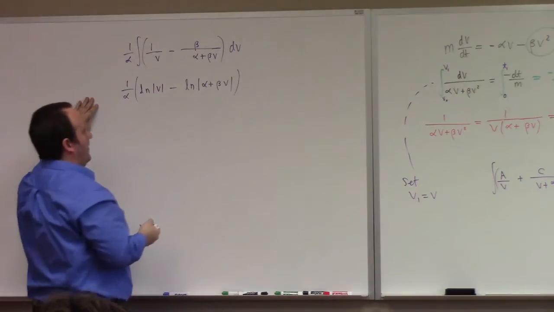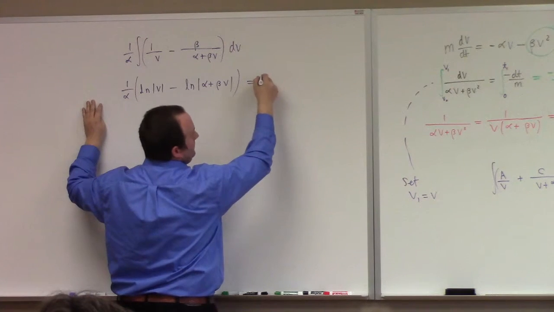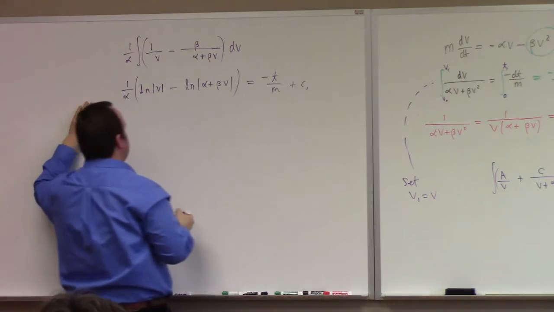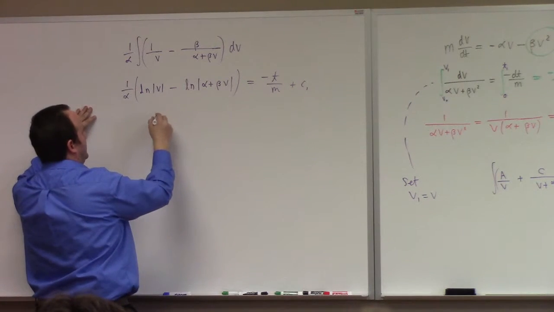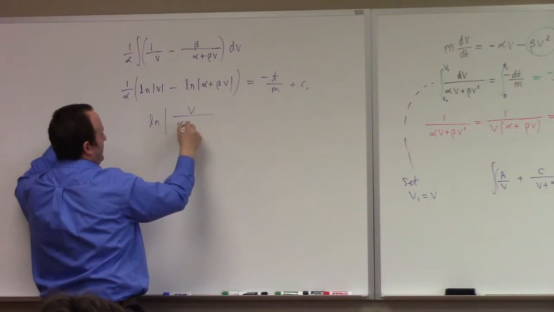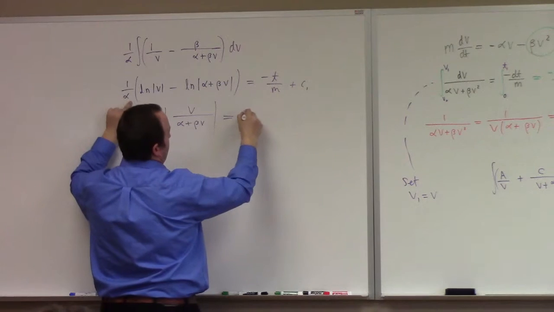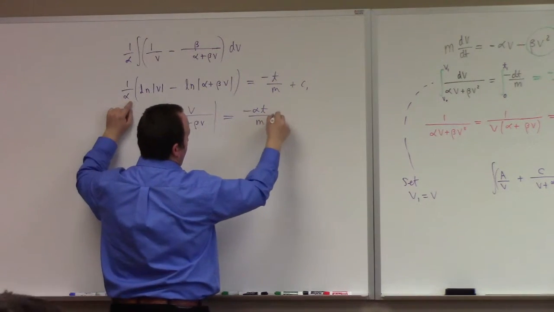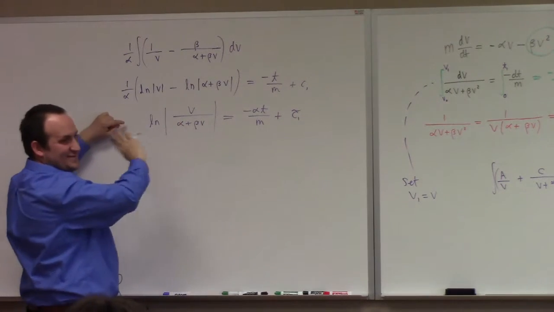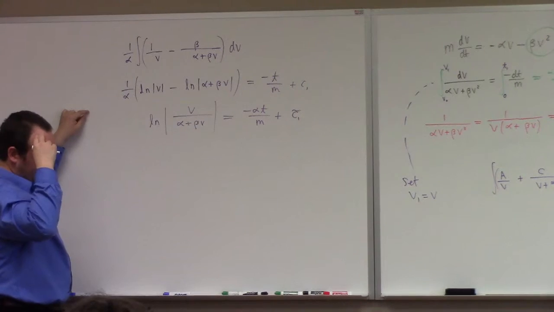Yeah. Okay. So you got this is equal to the negative t over m. Look, this can be simplified, right? This is really the natural log of the absolute value of v over alpha plus beta v equals minus alpha t over m plus, let's say, c1 tilde. Whatever. So you exponentiate both sides, you're off to the races, right?